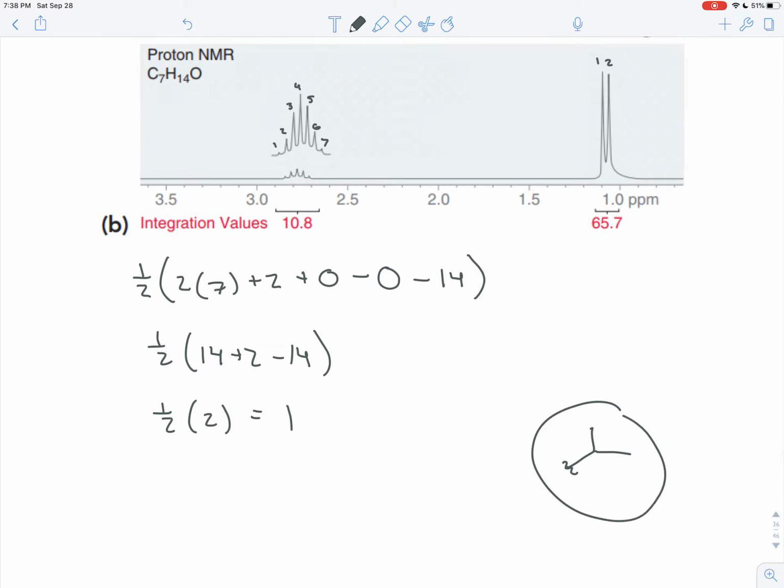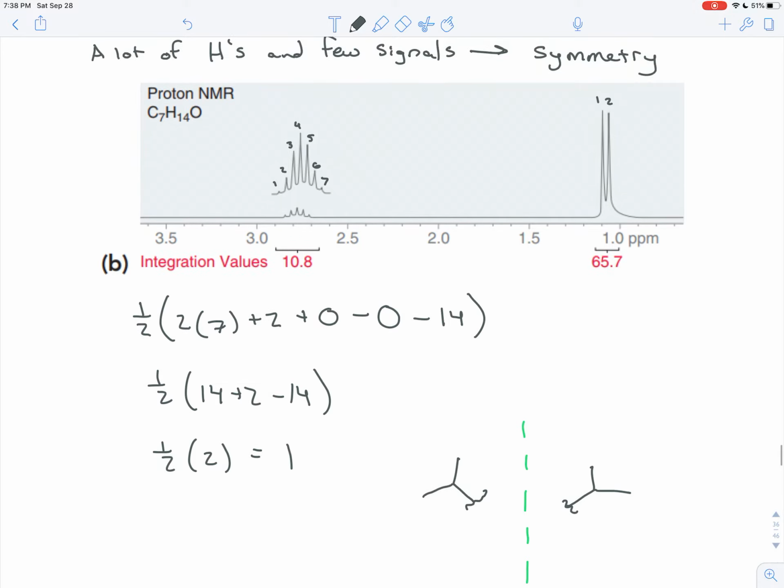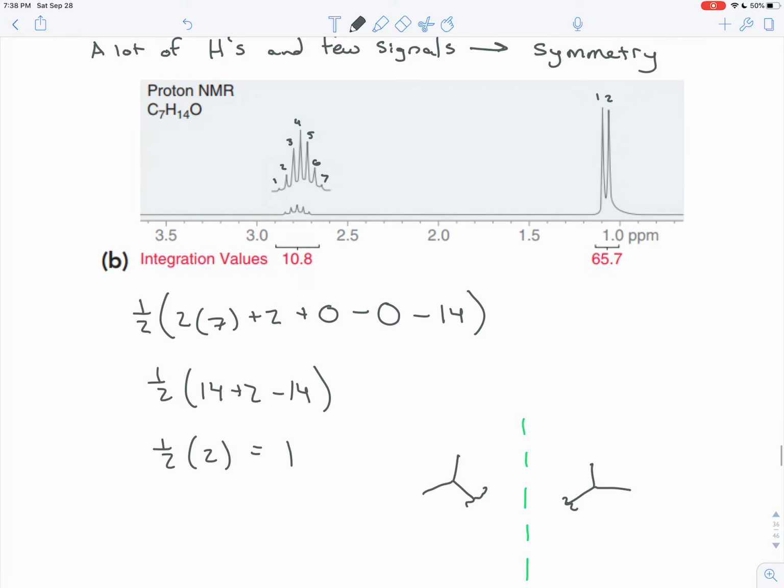So if we just look at one isopropyl group, that's 3 carbons. We have 7 that we have to account for. So what if we had a plane of symmetry, and on the other side we have another isopropyl group? The isopropyl group is the only thing that we can have hydrogens on, because that's the only thing that has peaks to represent it in the NMR spectrum.